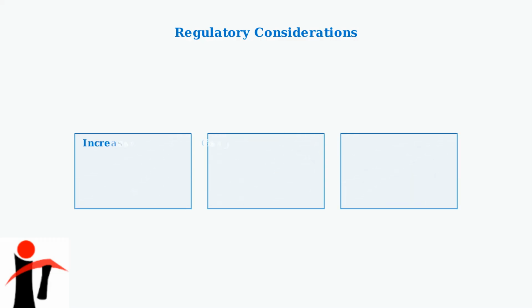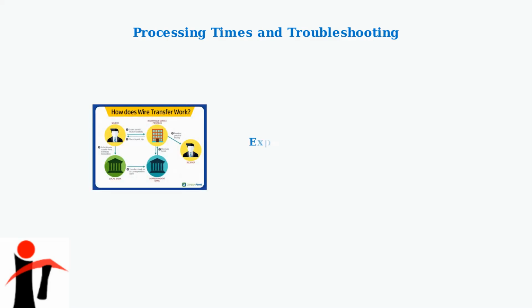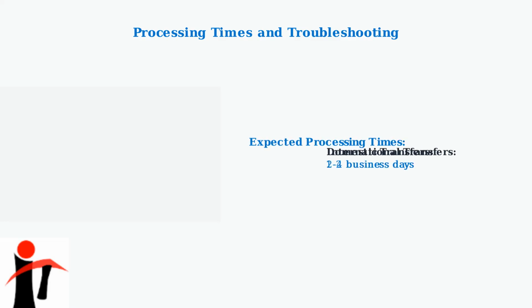Be aware of evolving regulatory landscapes that could impact wire transfers. Financial regulators are increasing scrutiny of cryptocurrency exchanges, which may lead to geographic restrictions, higher compliance costs, or changes in processing procedures. Understanding processing timelines helps set proper expectations.